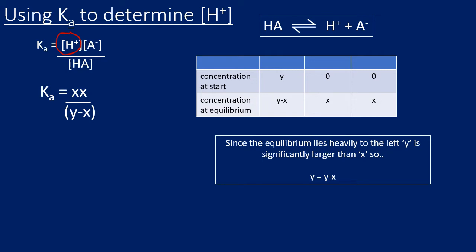And the analogy I use with my students in class is, imagine these were bank balances, okay? Now, equilibrium lies massively on the left. The value for HA is significantly bigger than H+ and A-. So this could be Bezos' bank account is Y, and my bank account is 0. Not far from the truth, if I'm honest.